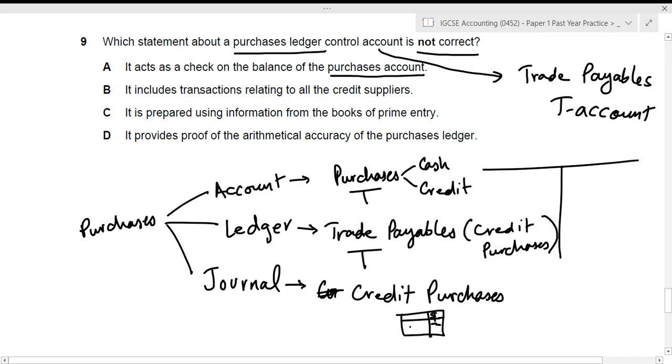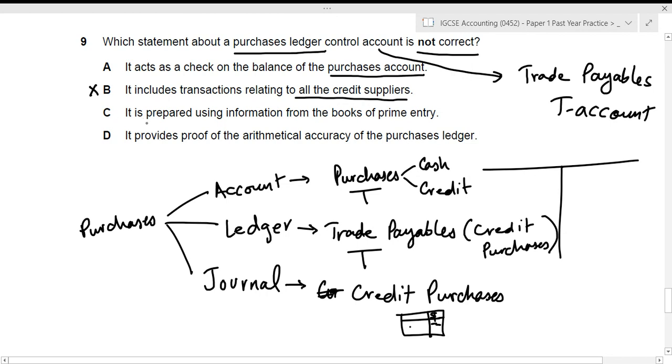B says it includes transactions relating to all the credit suppliers. That can be true because credit suppliers means trade payables, and trade payables are all in the purchases ledger. So this is a correct statement. Hence, it is not an option because we are looking for the not correct statement, not the correct statement.